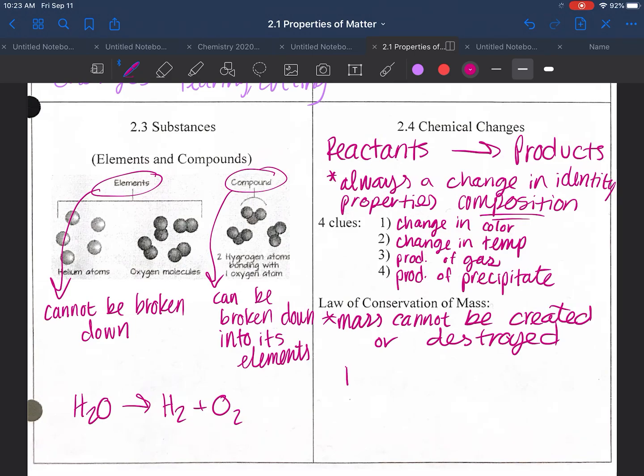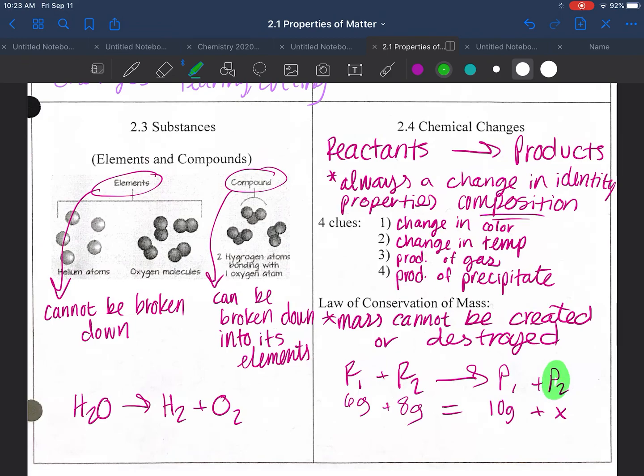or destroy matter. So if I give you an arbitrary reaction, we'll call it reactant 1, reactant 2. So these are what substances we have before the reaction. The arrow means the reaction happened. We create products 1 and products 2. So if I assign masses to each of these, so I will say reactant 1 was 6 grams, reactant 2 was 8 grams. If the reactants have to be equal to the products, we'll throw an equal sign here, and I'm going to tell you we have 10 grams of product 1, and we have to figure out what P2 is. So P2 is going to be like our X in this case.